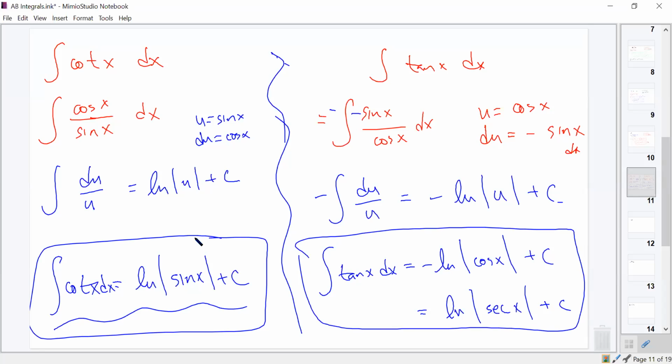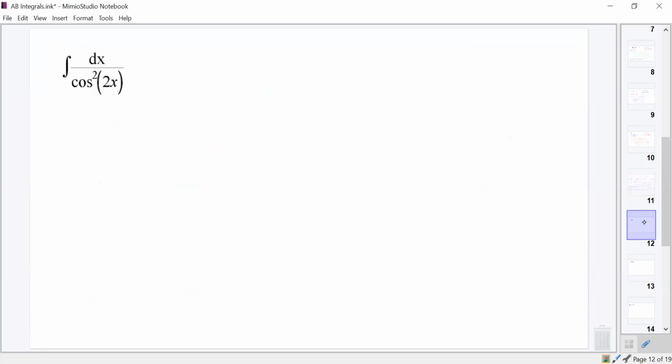Good or no? All right. Let's move forward. Let's look at dx over cosine squared 2x. So take a second and think about how you might want to go about starting that problem.